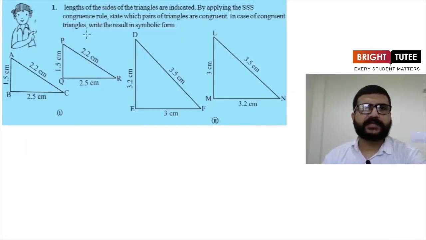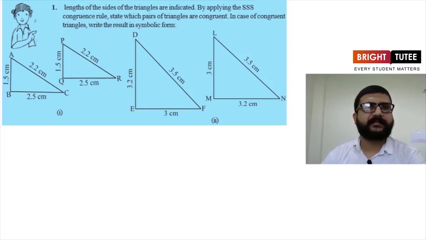Now here is the next question. The question is, lengths of the sides of the triangle are indicated here. By applying SSS congruence rule, state which pairs of triangles are congruent. In case of congruent triangles, write the result in symbolic form.